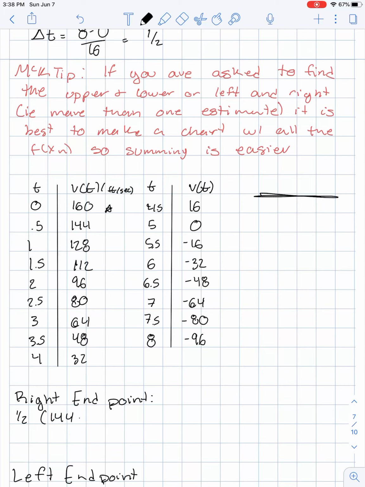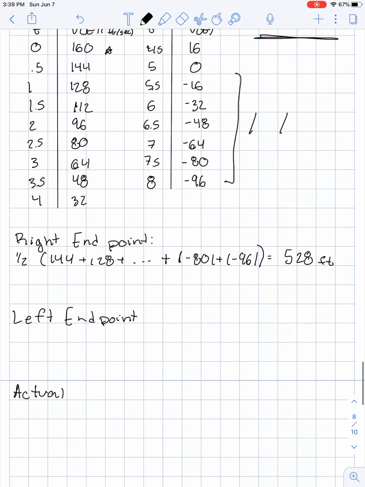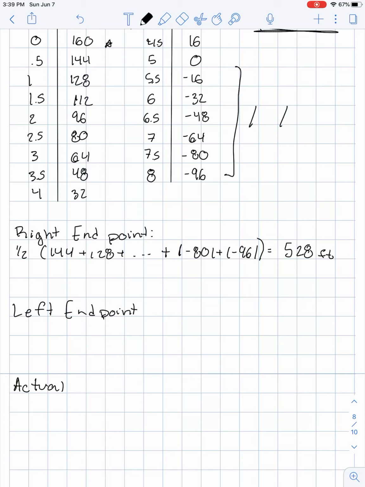So I'm going to do 144 plus 128 plus, and so on, plus the absolute value of negative 80 plus the absolute value of negative 96, right? So all of these negative values are going to have an absolute value around them. And that will give me a whopping total of 528 feet traveled.